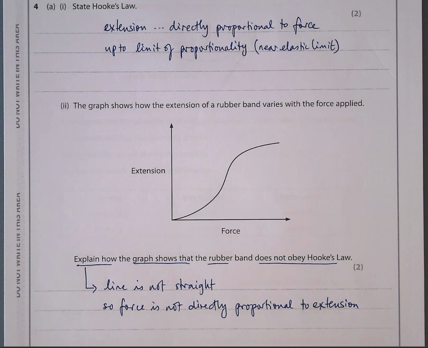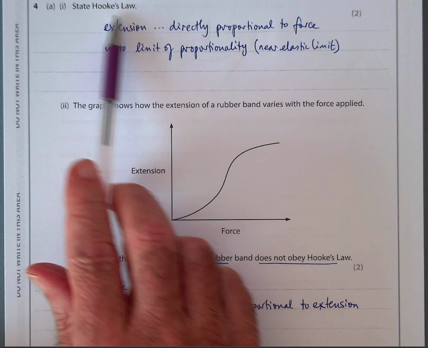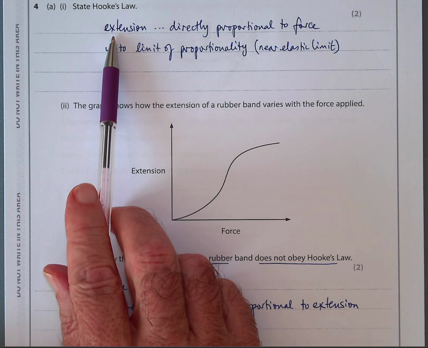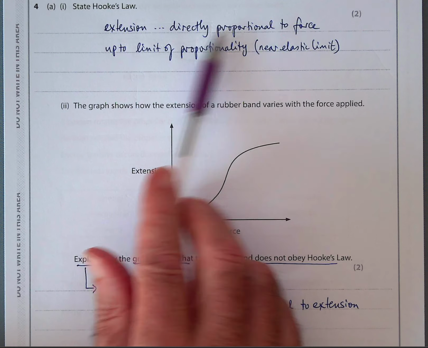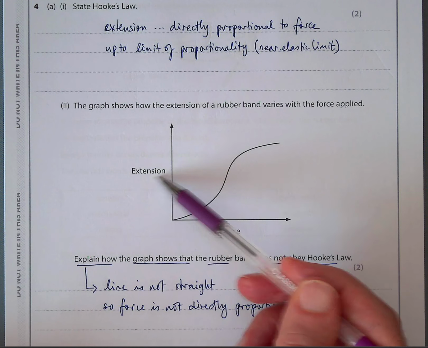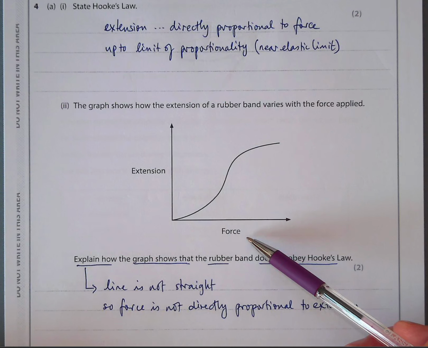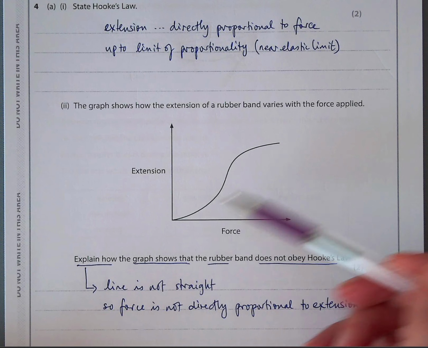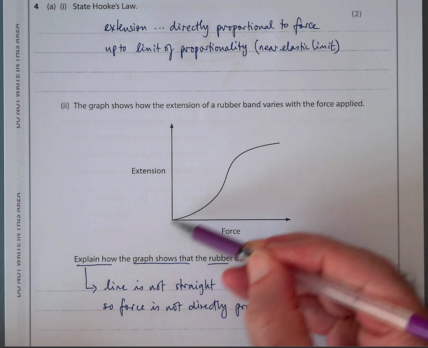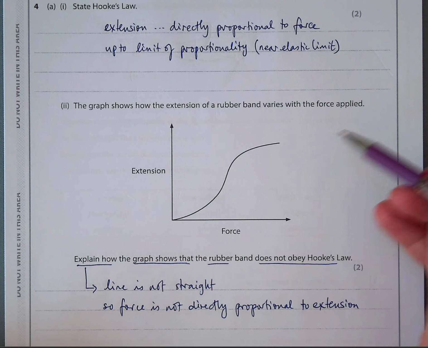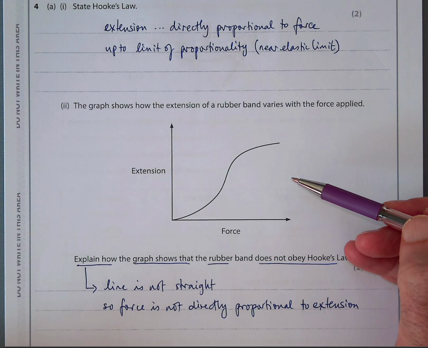I'll probably split this into at least 3 videos. Okay, state Hooke's law. It says, question 4. Extension must be directly proportional to force. So the extension must be directly proportional to force. Well, you can see this graph obviously isn't. Directly proportional would be a straight line graph. So I'm already giving the answer to the next part of this question.